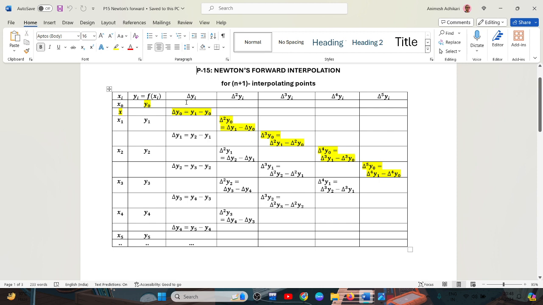And this is the first order difference: delta y0, that is y1 minus y0, delta y1, that is y2 minus y1, and so on. The second order difference, delta 2 y0, is equal to delta y1 minus delta y0, and then delta 3 yi the third order difference, the fourth order difference, and the fifth order difference.